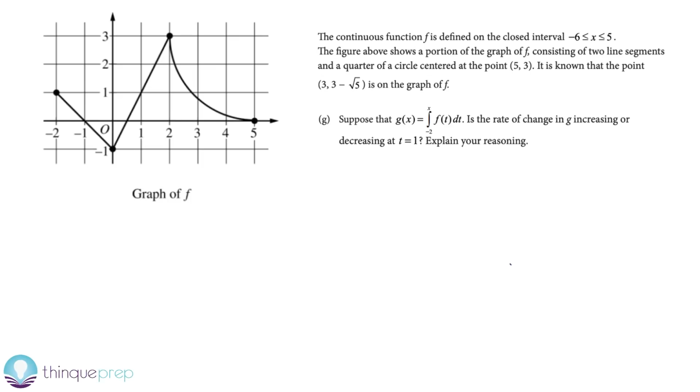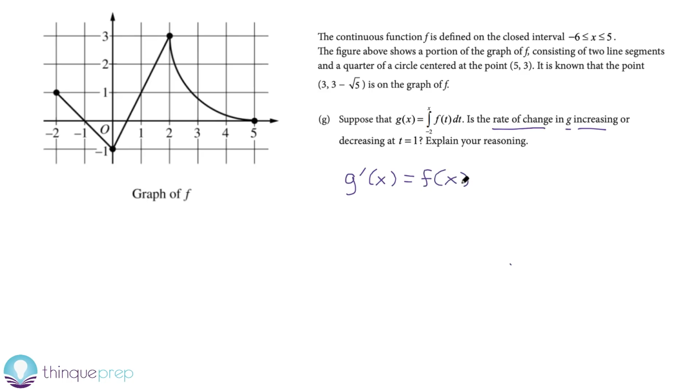Finally, we get to part G, the 7th part of a 25-minute question. And it says, suppose that g of x is equal to the integral from -2 to x of f of t dt. Is the rate of change of g increasing or decreasing at t equals 1? So the first thing I do is, when I see this, I'm automatically going to evoke the fundamental theorem of calculus, which says that if you have g equal to the integral of f, then g prime of x is just going to equal f of x.